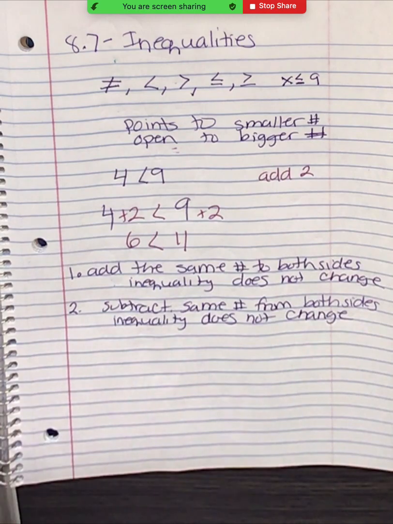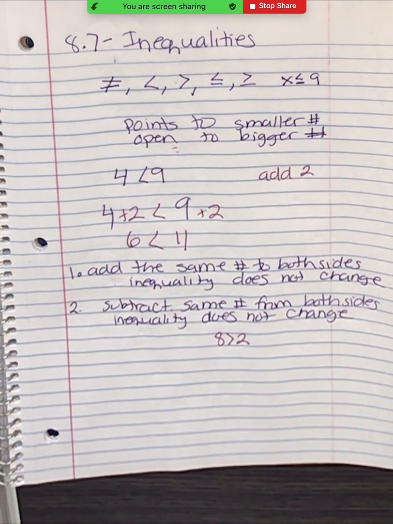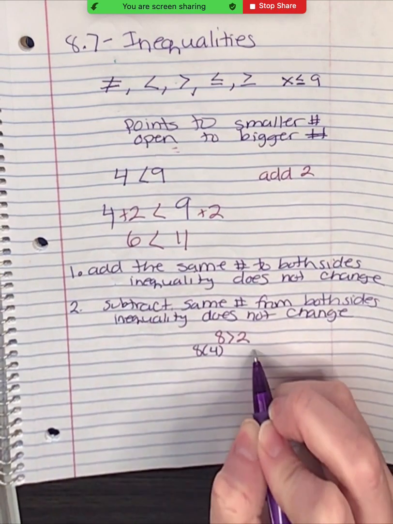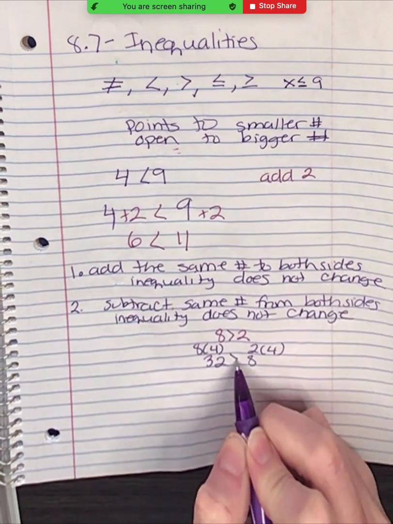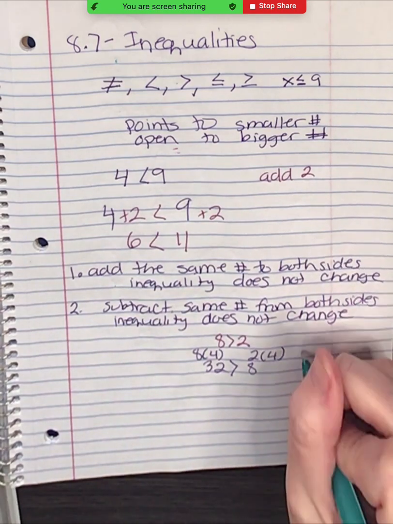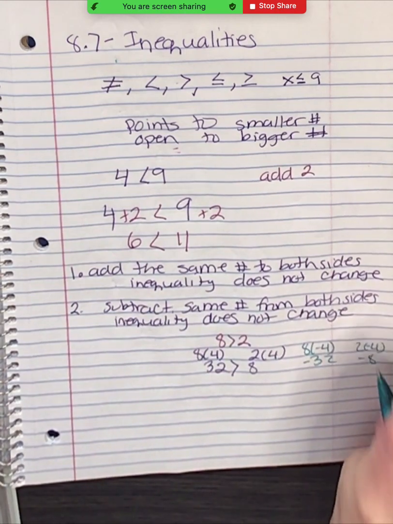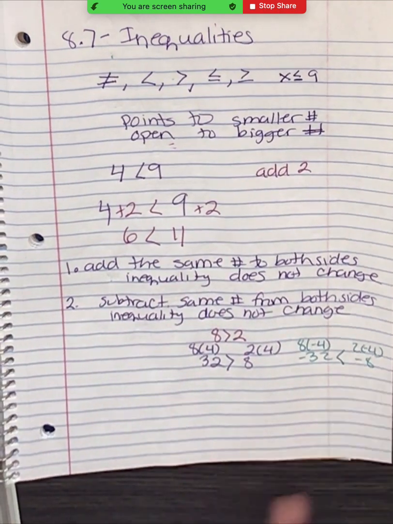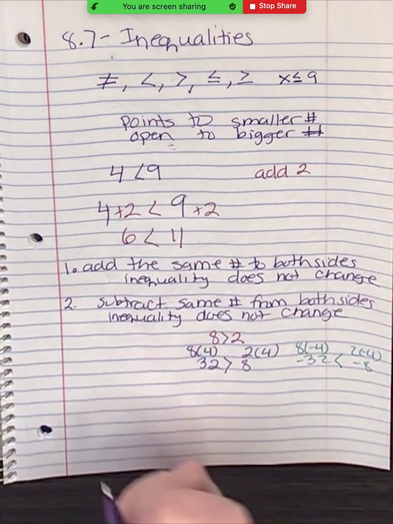So just consider the inequality 8 is greater than 2. Okay, that we know is true. If I multiply by 4, so 8 times 4 and 2 times 4, well, that's 32 and 8. 32 is still greater than 8. So I multiplied by 4. If I multiply by negative 4, 32 is now less than negative 8. So when you multiply and divide, you have to consider that negative, okay?